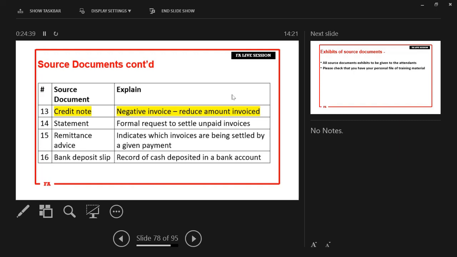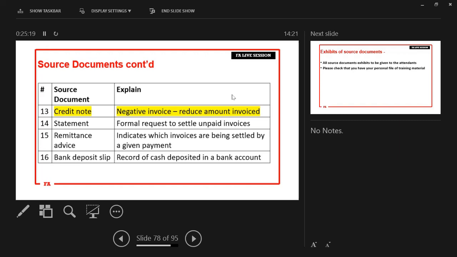All right, so as you are writing, I would like also to make some progress. There's a statement. A statement is simply a formal request to settle unpaid invoices. It's a document that has got unpaid invoices. You're saying as a reminder to your customers that they should make good before it's too late. Remittance advice. This is a document that the customer sends to a supplier indicating what they're paying for, right? So a remittance advice is a document sent with a payment. It indicates which invoices are being settled by your payment, your check that you have sent.